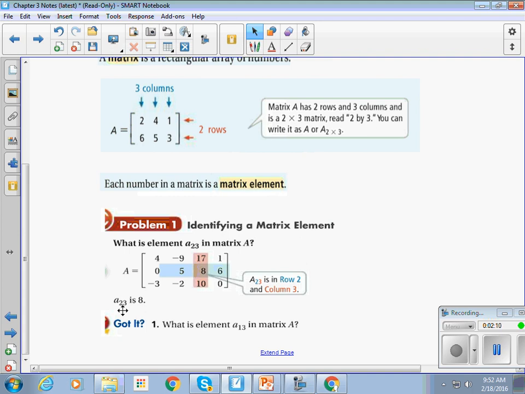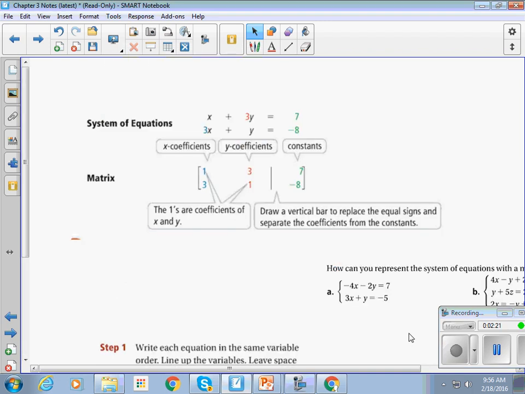So I want you guys to find element 13 in matrix A. Solution. Okay. So now we know what a matrix is. The answer is 17, because it's row 1, column 3. So if you go to the top row, who's in column 3? 17.